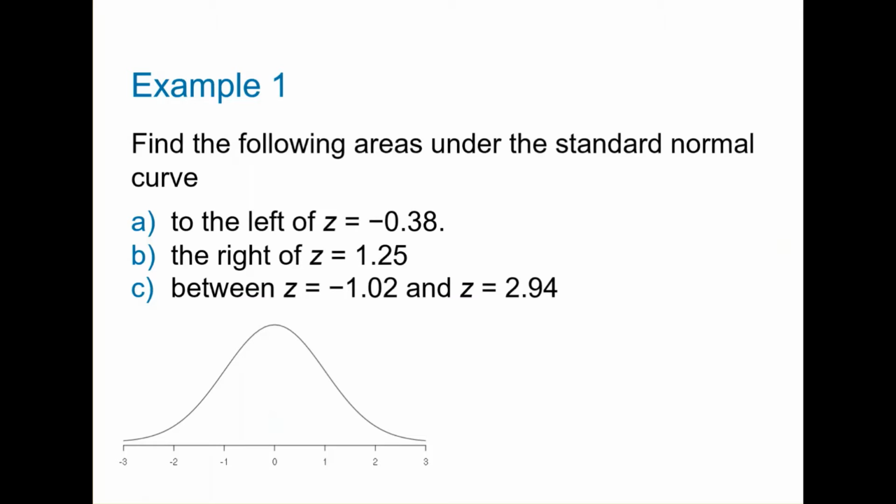Part B, area to the right of z equals 1.25. Let's find 1.25 on the bottom axis. Now let's draw a line up to the top of the normal curve. We want to find the area to the right, so let's shade to the right of z equals 1.25. Now let's go to table 5. Remember that table 5 will give us the area to the left of z equals 1.25.